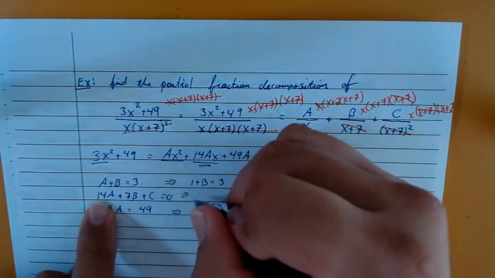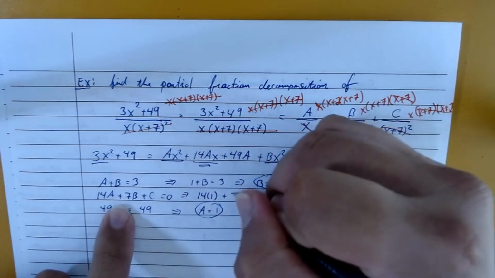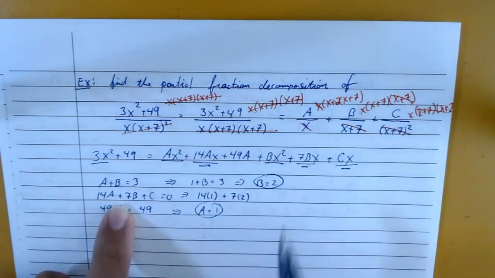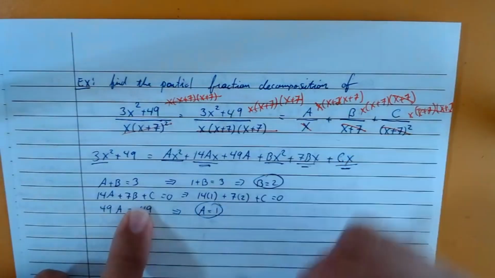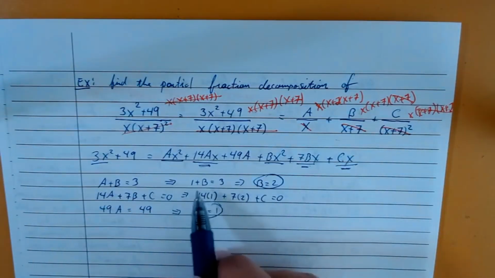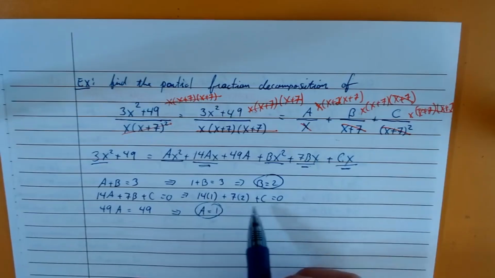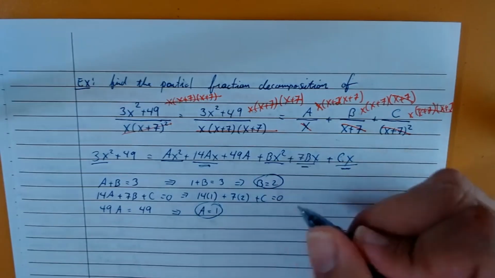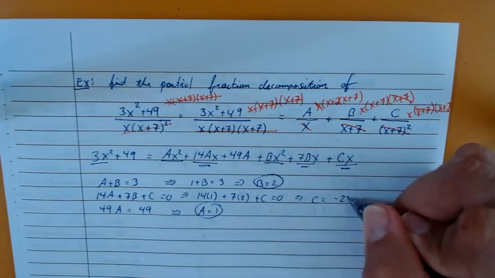But now we know both a and b, so we can plug that into this middle equation. That's 14 times 1 plus 7 times 2 plus c is equal to 0. Okay, well, 14 times 1 is 14. And 7 times 2 is also 14. 14 plus 14 is 28. And if these have to give you 0, that 28 must be met with a negative 28. So that means c is equal to negative 28.